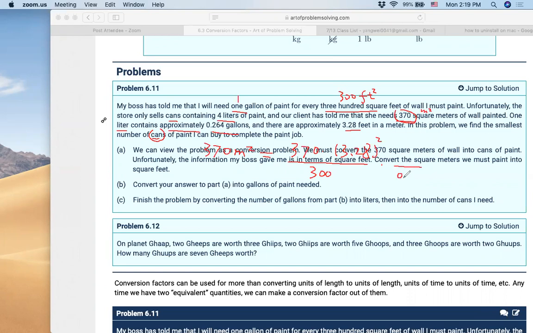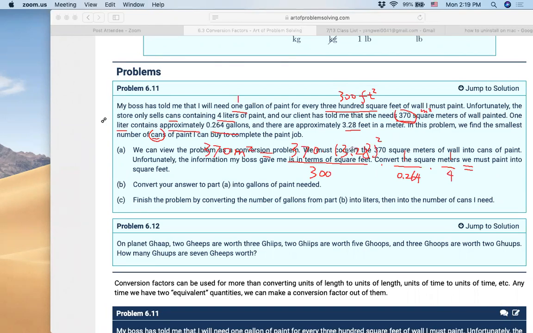Because each liter equals 0.264 gallon, this number of gallons divided by 0.264 will give you the number of liters. Because 4 liters gives you 1 can, you divide your result by 4 again. This result will give you the number of cans. So you just need to do this operation.